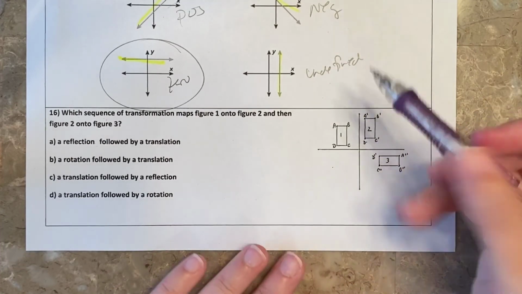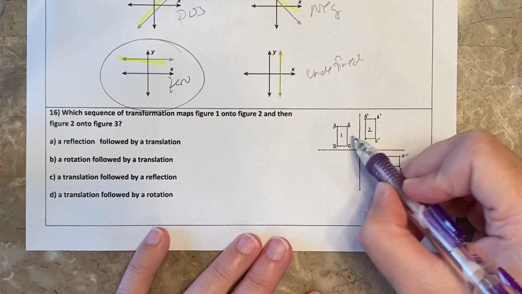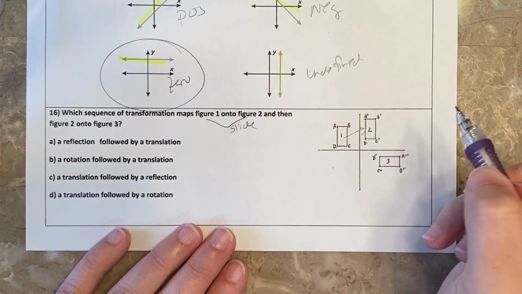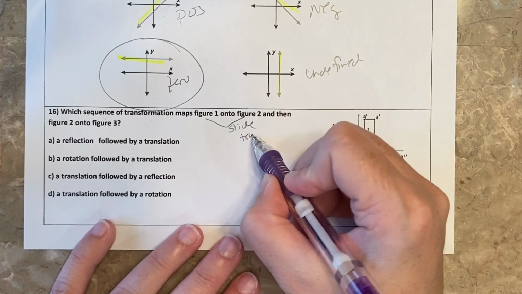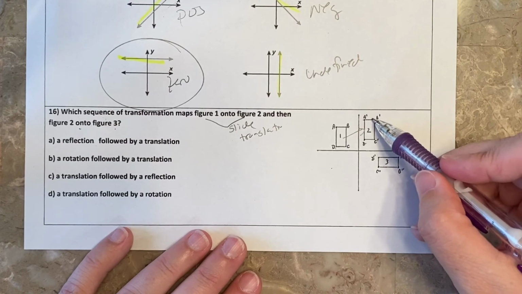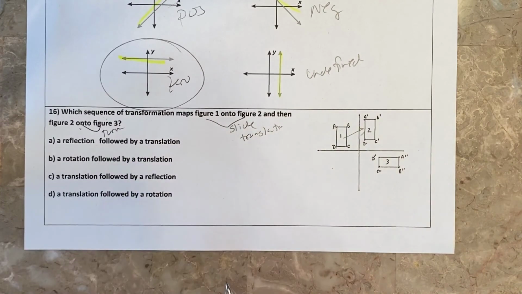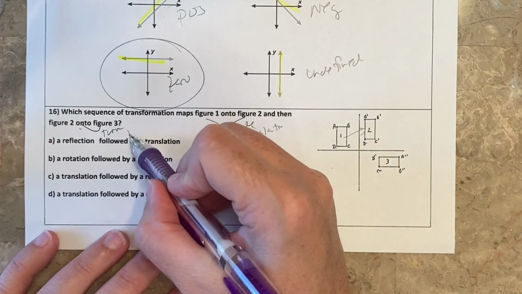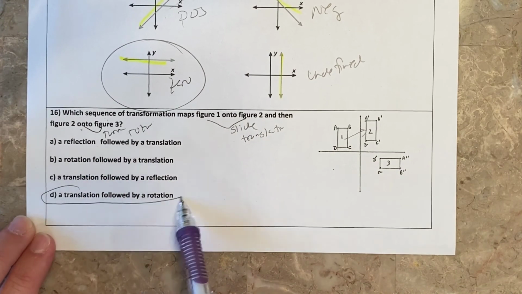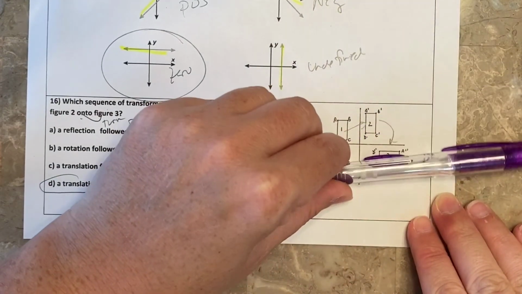So it's always the same stuff. You guys notice A, B, C, D, A prime, B prime, C prime. So they're in the same exact position. So this was just a slide. Okay, figure 1 to figure 2 was just a slide. Remember, slide is translation. Okay, then from 2 to 3, what happened here? 2 to 3, notice it got turned on its side. Okay, so 2 to 3 is a turn. So slide is translation, turn is rotation. So we want translation, then we want rotation.